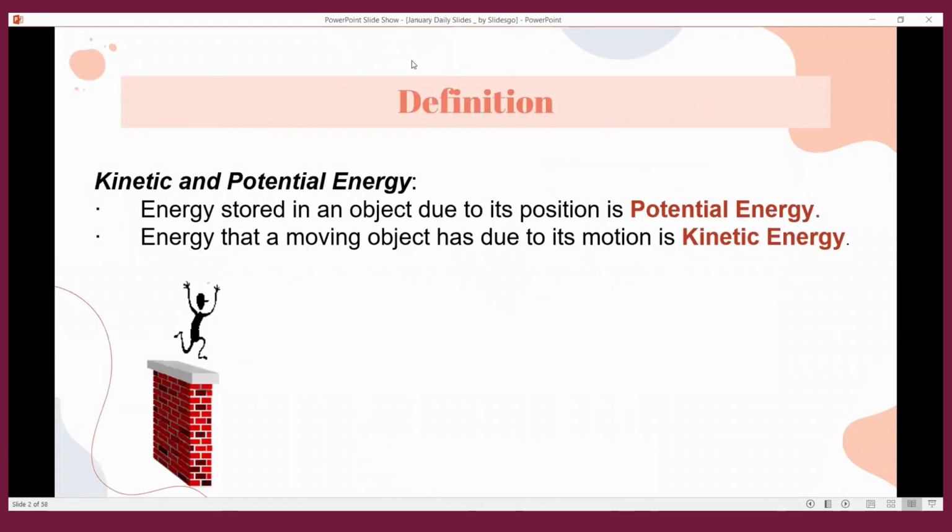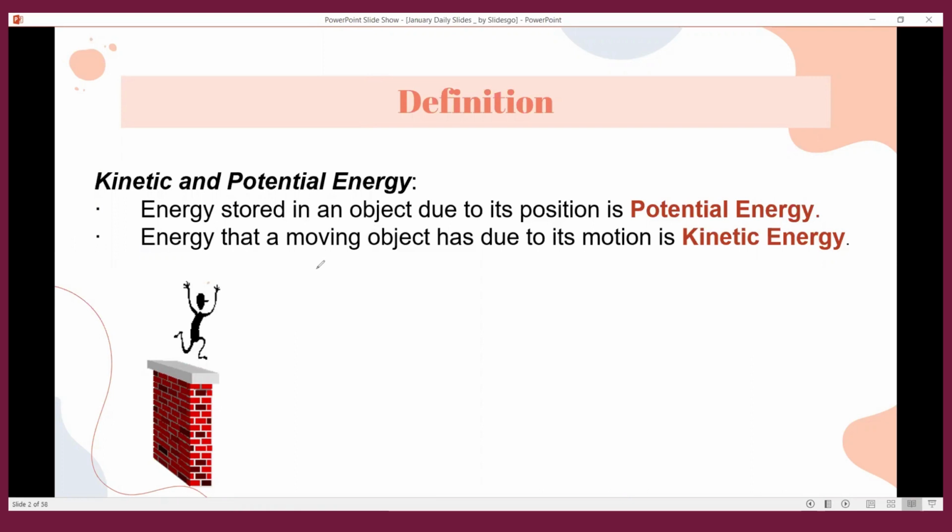Today in this video, we are going to investigate kinetic energy and potential energy. Let's have a look at the definitions. Potential energy is the energy that has been stored in an object due to its position, while kinetic energy is the energy that an object has while it's moving.